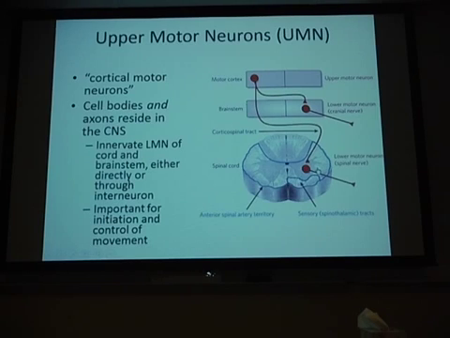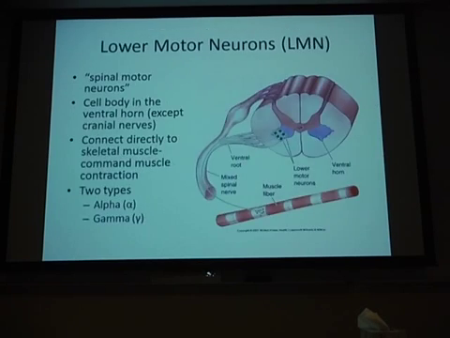So the upper motor neurons, their cell body and their axon are entirely within the central nervous system. And they're going to direct the activity of the lower motor neurons. They're going to tell them what to do and when to fire. This is mostly important for the control of voluntary movement. We want to move our arm, and our brain is going to direct those lower motor neurons to move our arm in that specified way. This is what we're going to leave behind today and talk about more next week, what those different descending pathways are from the cortex.